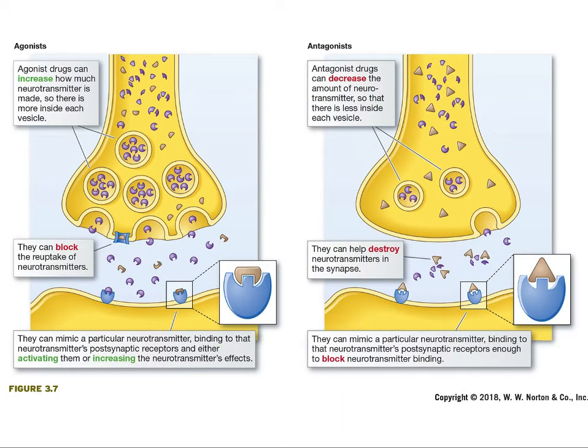All right, here's a diagram that explains agonists and antagonists. Agonist drugs can increase how much of a neurotransmitter is made so that there's more inside the vesicle. They can also block the reuptake of a neurotransmitter, which will then also increase the neurotransmitter. An antagonist is a drug that can decrease the amount of the neurotransmitter so that there is less inside each vesicle. They can also help destroy the neurotransmitters in the synapse.